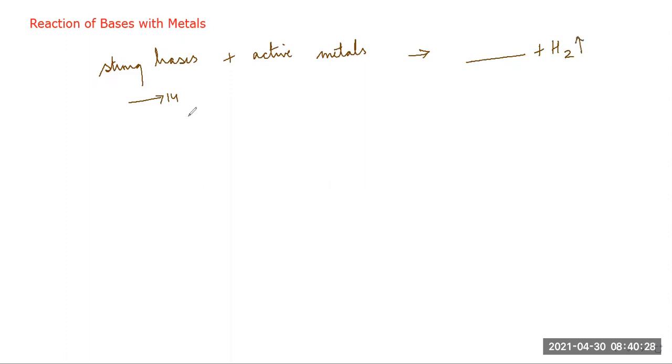This is similar to which case? When acid reacted with metals, hydrogen was also produced. Here also hydrogen is produced. Let us write an equation. Students, in acids, if it is hydrochloric acid or nitric acid, what is important? Hydrogen. H is important. In bases, what is important? OH. Calcium hydroxide, magnesium hydroxide, sodium hydroxide, all are bases.